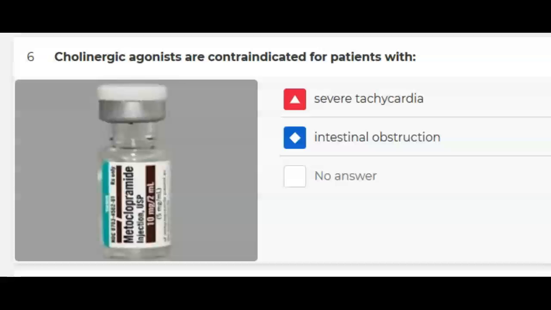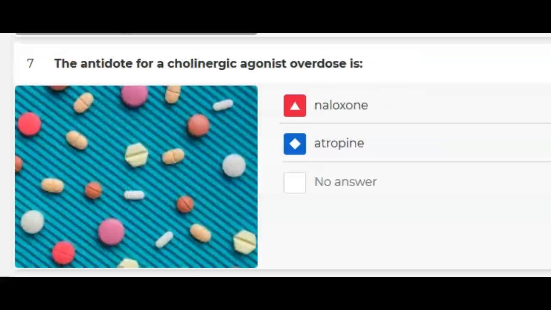Cholinergic agonists would be contraindicated for patients with severe bradycardia, right? Because their pulse rate would actually go down, heart rate would go down with a cholinergic agonist. The antidote for cholinergic agonist overdose is, so looking at this, one of these medications is an anticholinergic. Atropine is an anticholinergic. It is used as an antidote for cholinergic agonists, right?